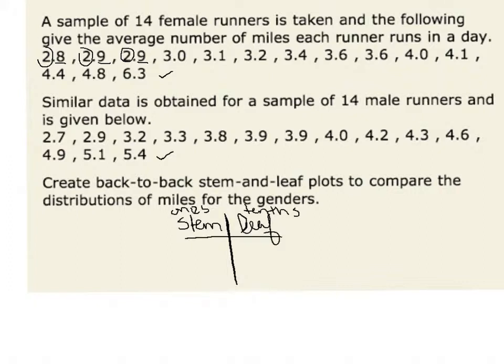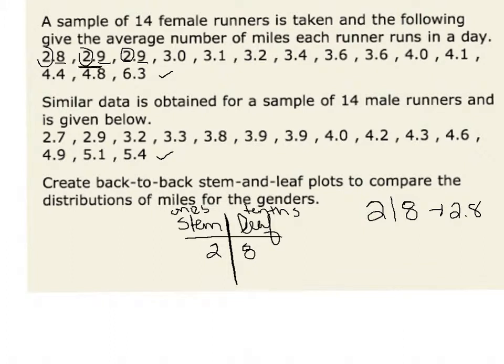For example, our first data point, 2.8 miles, can be represented in our stem and leaf plot as our stem of 2 and our leaf of 8. Therefore, our key for our stem and leaf plot would be that 2 | 8, where 2 is the stem and 8 is the leaf, is equal to 2.8 miles. We would continue to write this data in our stem and leaf plot.